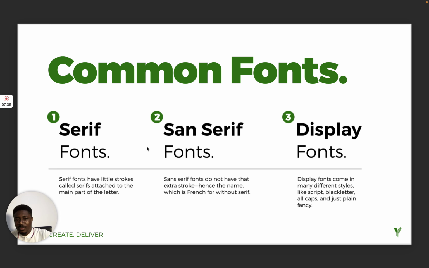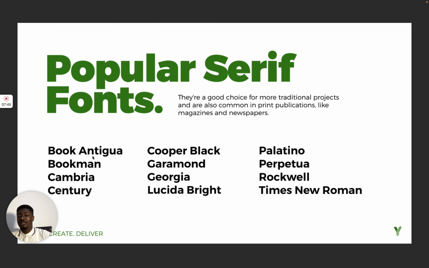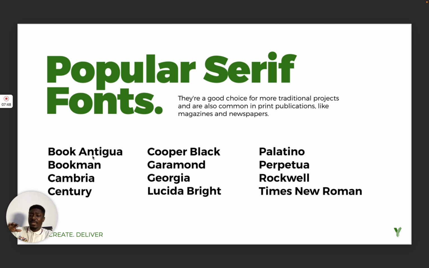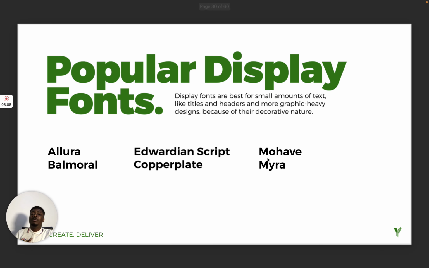So common fonts: you have serif fonts, you have sans serif fonts, you have display fonts. These are fonts that you can download on Google. They are very popular. There are fonts that fall under the category of serif fonts, and these include Copperplate Black, Palatino, and Times New Roman. You also have sans serif fonts, and they include Arial Black, Impact, and the list goes on. You also have popular display fonts, which are quite different from sans serif and serif fonts. You have your Aloha, you have Mojave, and the rest of them.